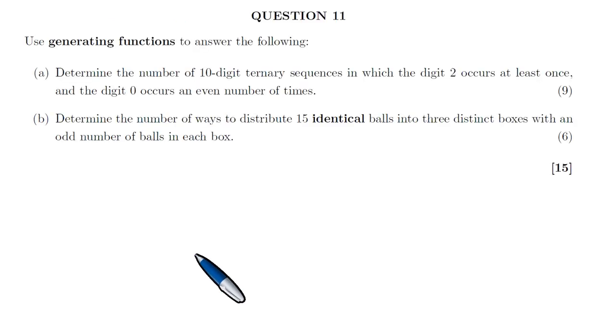Okay, there are things we call generating functions. Here's question 11 on generating functions, 15 marks total. Obviously we're dealing with distributions, like we mentioned the idea of distributions in one question. Use generating functions to answer the following. Determine the number of 10-digit sequences in which the digit 2 occurs at least once, and the digit 0 occurs an even number of times.